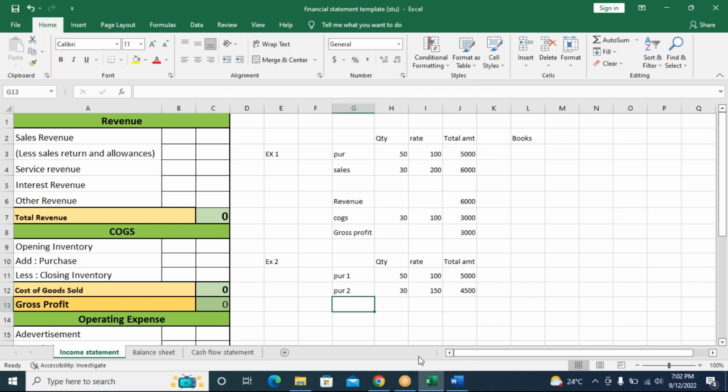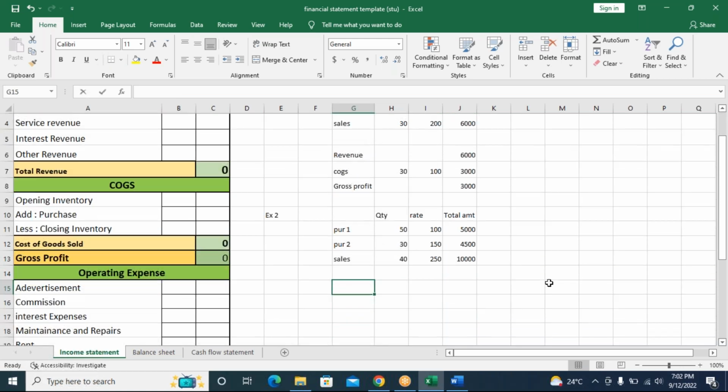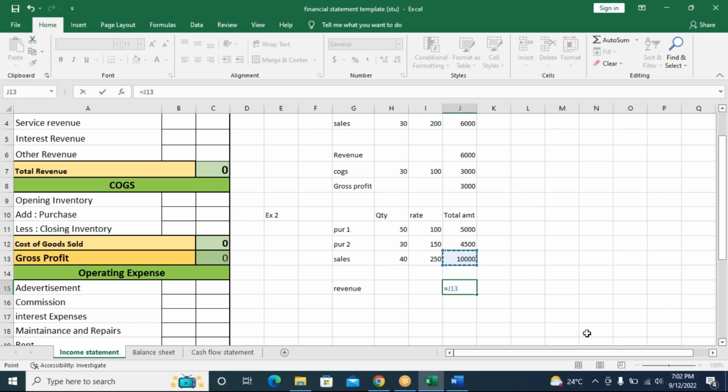Now sales. I am making the sales of 40 books. I'm selling the books at 250. So the amount I'm getting from the sales is 40 into 250. So this is my amount. Yeah. So now revenue. How much am I getting? That is the sale amount.